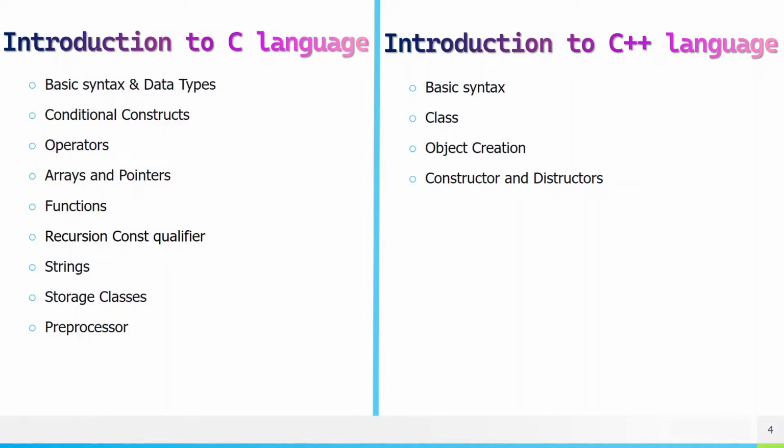The main topics that we covered in C language are basic syntax, data types, conditional constructs, operators, arrays and pointers, functions, recursion, const qualifier, strings, storage classes, preprocessors such as header files, macros. A few topics were covered under C++ language, that are basic syntax, class, object creation, constructors and destructors.